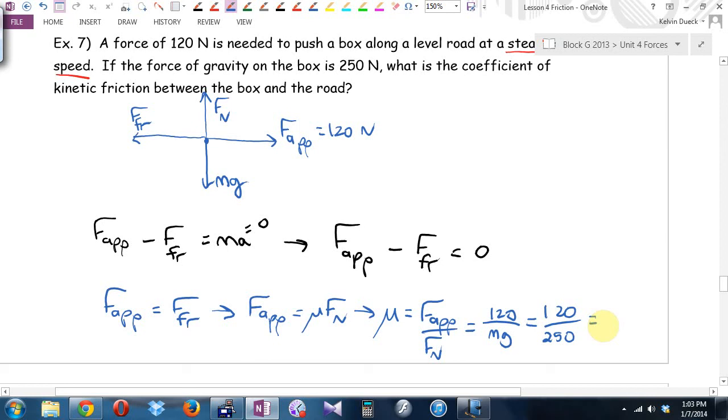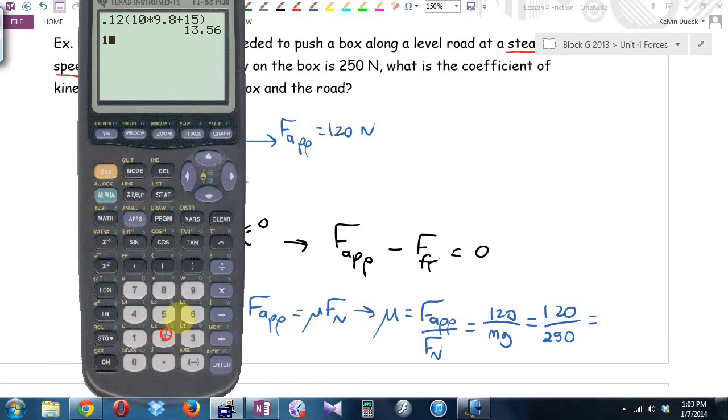That's going to be 120 divided by 250. 0.48? No, what is it? 0.48 even? 0.475? I think 12 divided by 25 is, yeah, 0.48. Yeah, right? Whew.